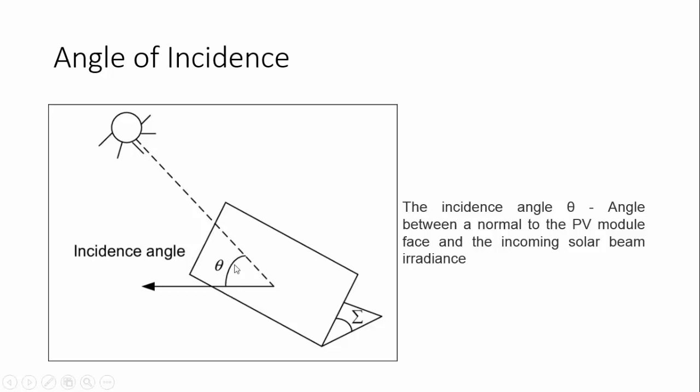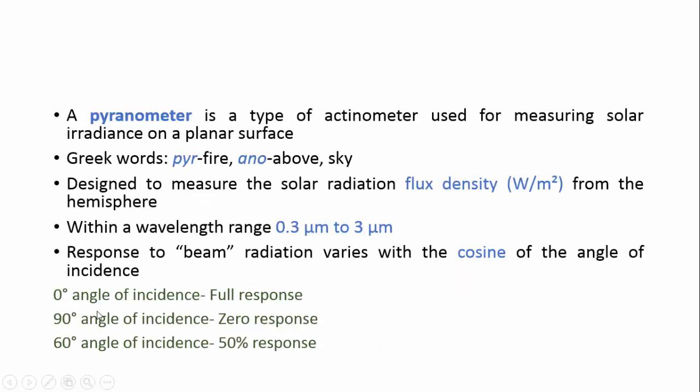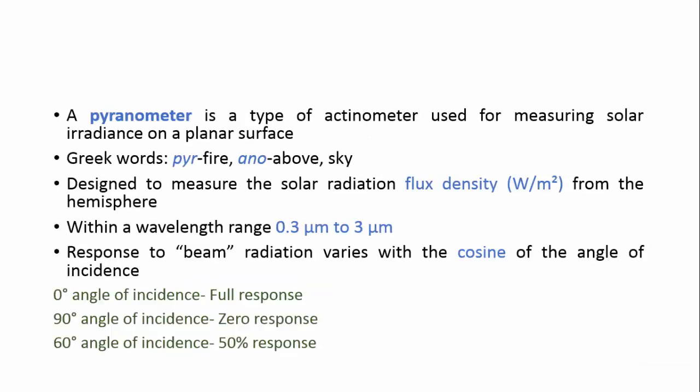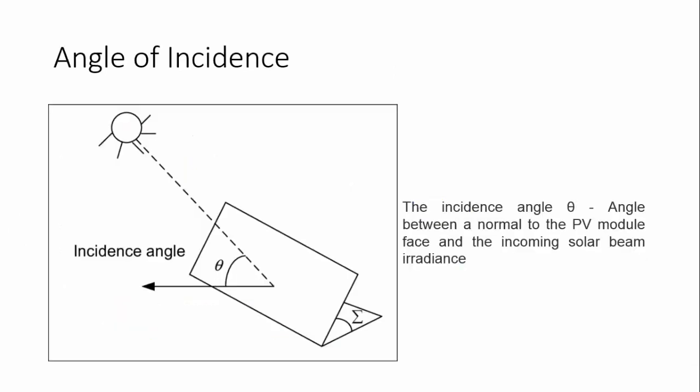So that is the first case. If the angle is 0, there will be full response. Full response means the sun will be directly radiating over the panel at 90 degrees. So the incident angle is 0 and the response will be full. If the angle differs, if the angle is 60 degrees, there will be 50% response, and if the angle is 90 degrees, there will be 0 response. If it is 90 degrees, it means the sun will be blowing from somewhere here.